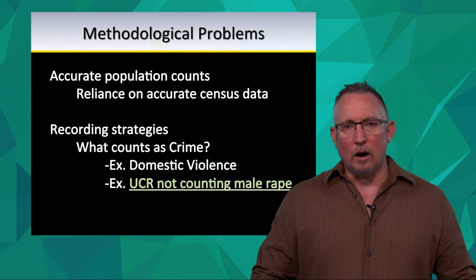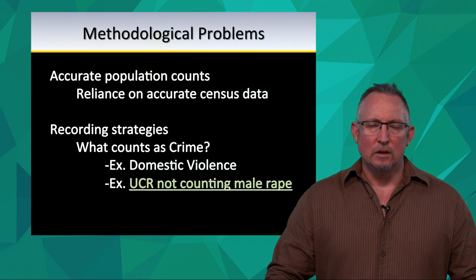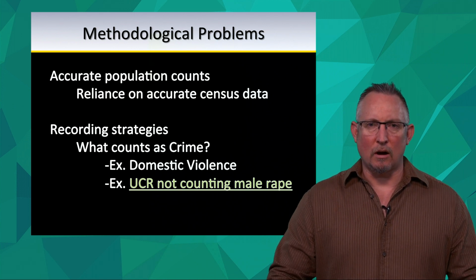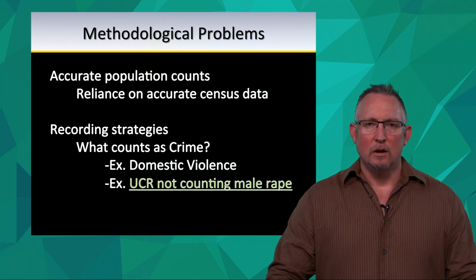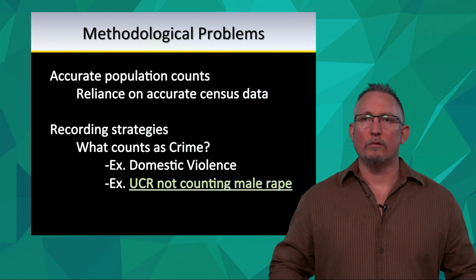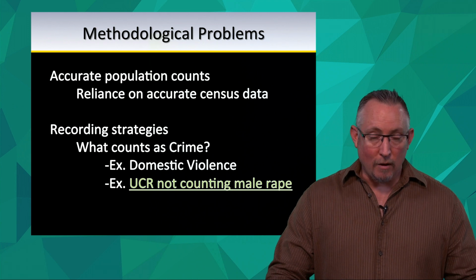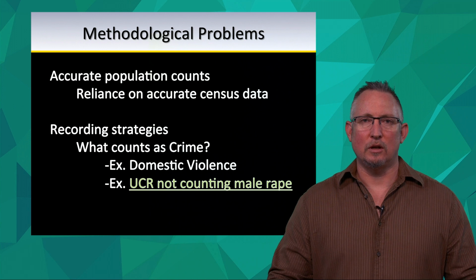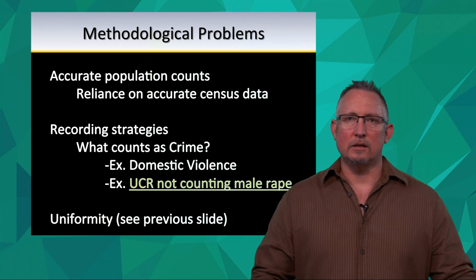A particularly odd example here as well: the Uniform Crime Reports, up until 2011, did not count male rape as a crime. Female rape statistics could be counted, but by definition, oddly, men couldn't be raped. There was no category for it. The FBI was roundly criticized for this, hounded in some ways until they capitulated on this. And uniformity, which I discussed in the previous slide.